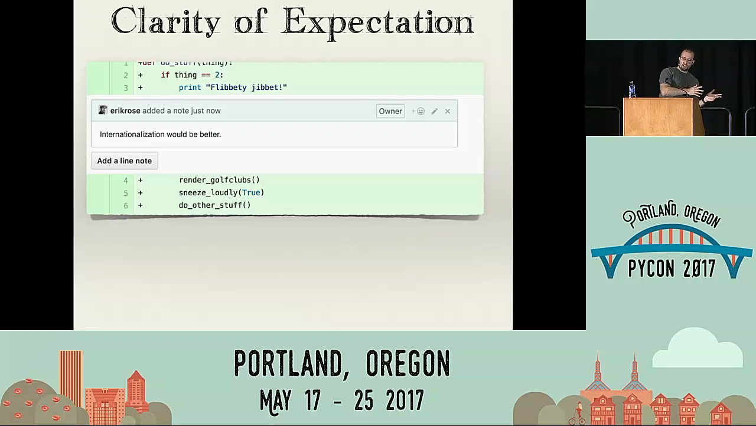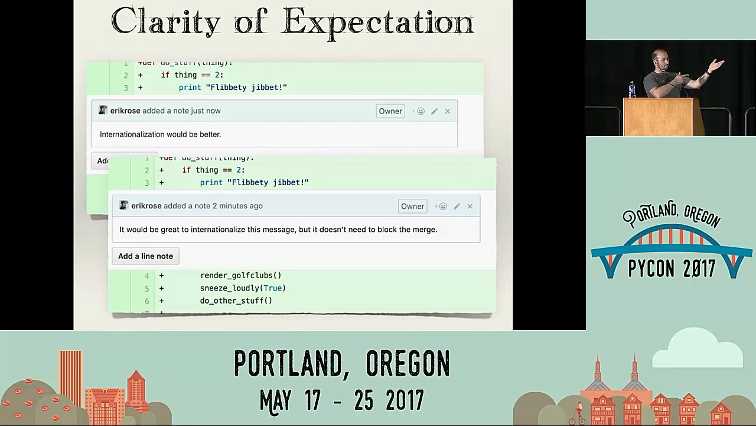Clarity of explanation has a little brother, clarity of expectation. Be clear not only about what you found, but what you're asking the person to do about it, and how much you care. Not such a great comment, yet again, but if we say, all right, I'd like to do this, but it doesn't need to hold things up, it's not a showstopper.